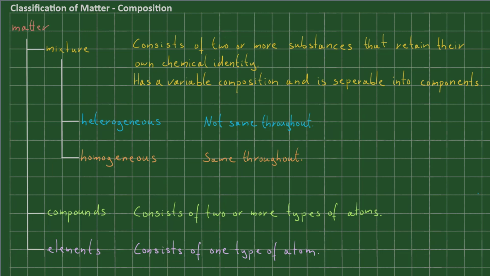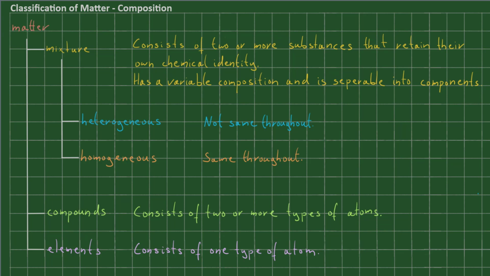When it comes to mixtures, we also have 2 types. Heterogeneous, which are not the same throughout, and homogeneous, which are the same throughout. In case of a heterogeneous mixture, samples taken from different locations will yield different results, whereas in case of homogeneous mixtures, samples taken from different locations will yield exactly the same results.